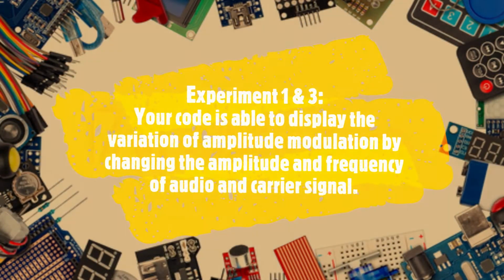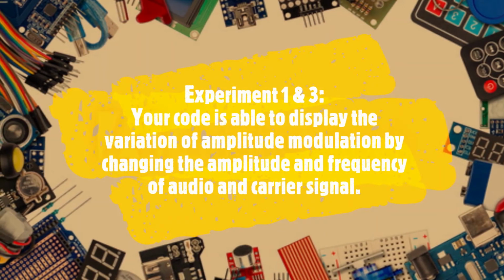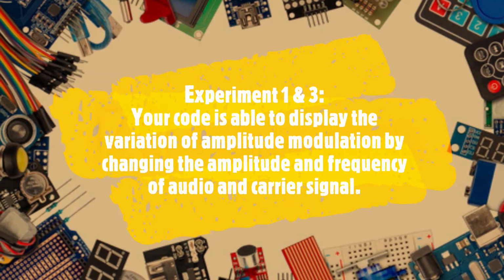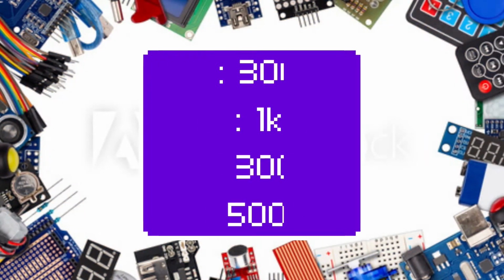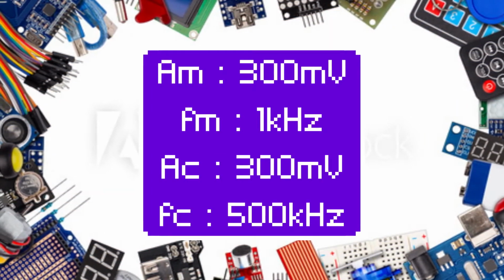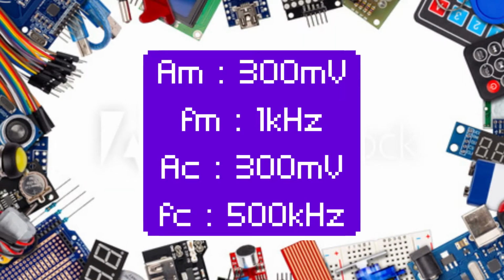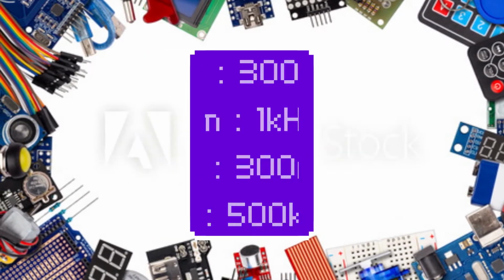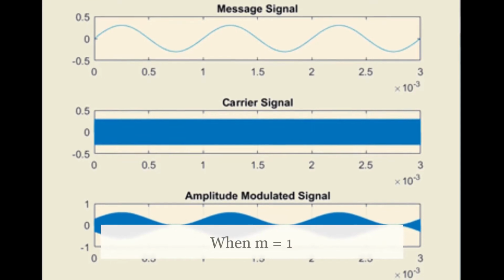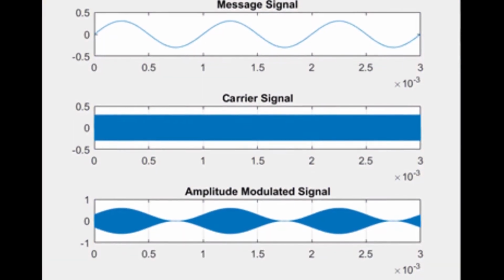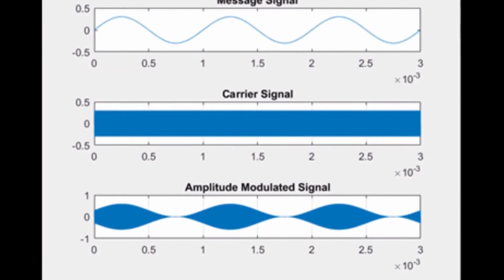Here, we will display and explain the variation of amplitude modulation by changing the amplitude and frequency of the audio and carrier signal. Firstly, when these values are set, the modulation index, m, is equal to 1 when we divide the audio amplitude by the carrier amplitude. Thus, the modulated signal will achieve perfect modulation, and this shows a fully modulated AM signal.